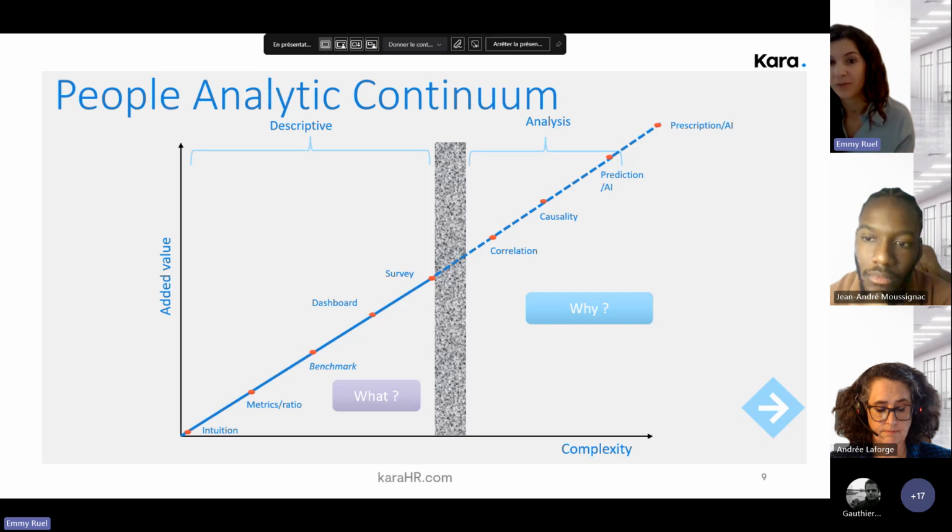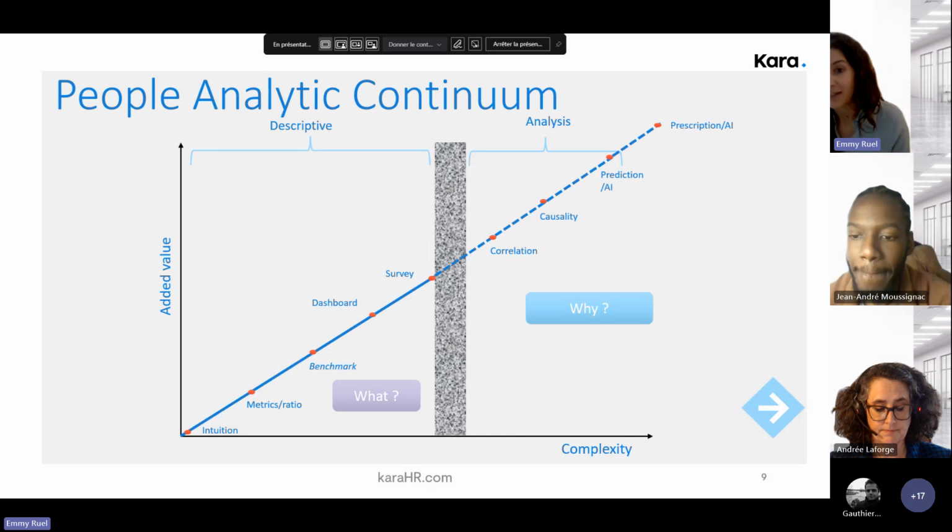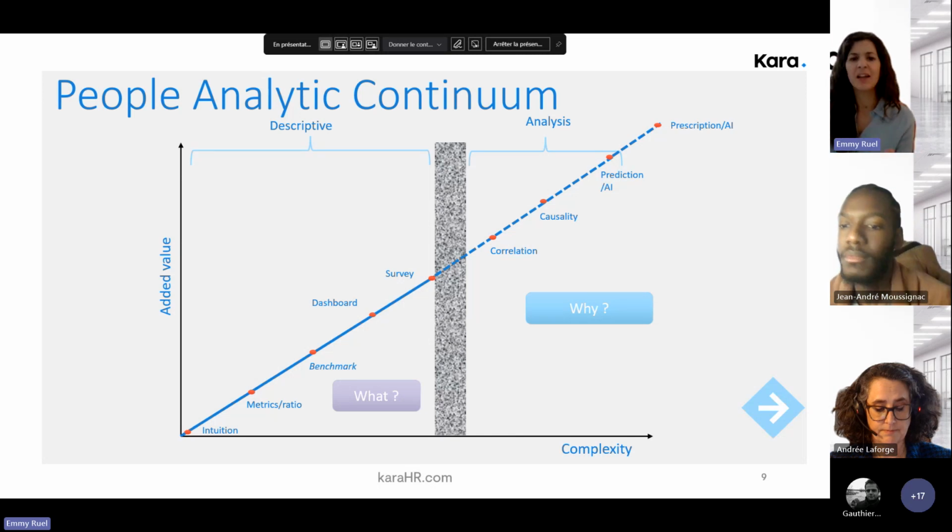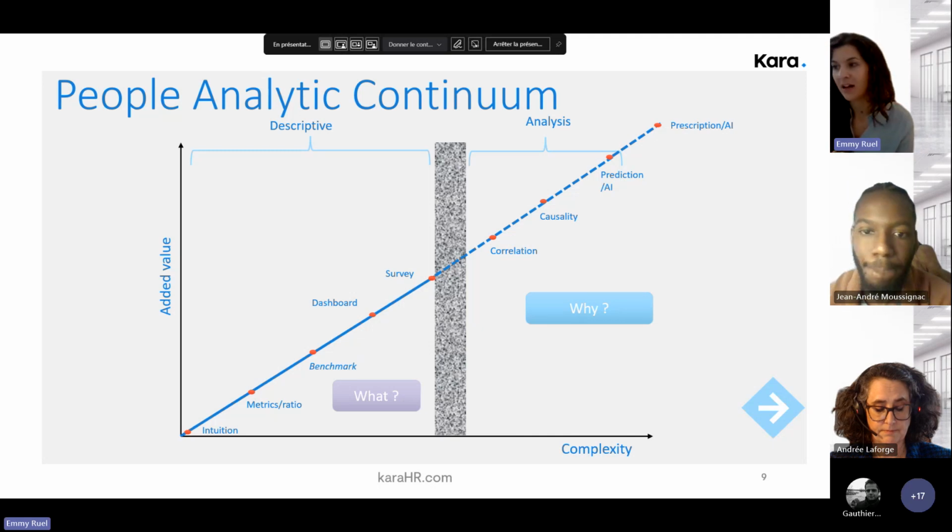This is inevitable, okay? And then you will be able to do some predictions. Who's at risk to leave your organization, who is at risk of long-term absenteeism, that kind of stuff. And finally, you've got the prescriptive, okay? And now you can say, this is what you should do to mitigate the impact of the prediction you have made, okay? And here, past the people analytics wall, we are in what we call at Cara, the why.